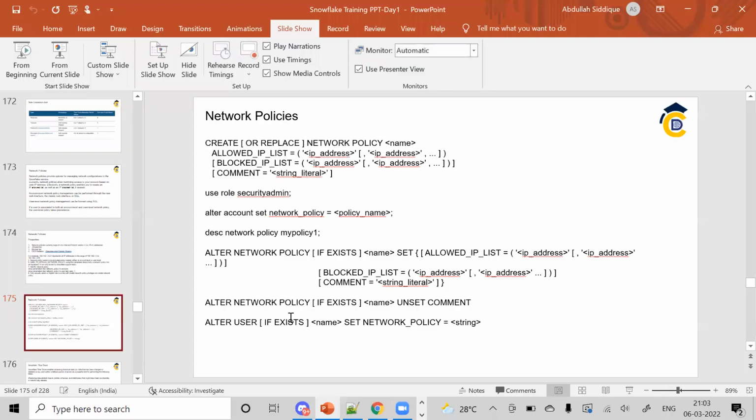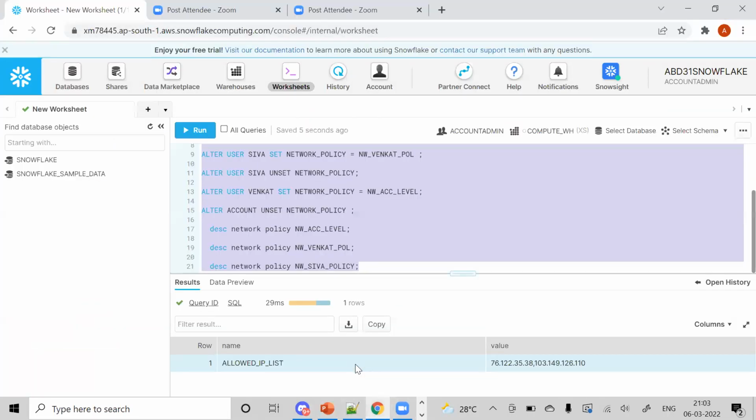Okay. So yeah, this is a very simple topic related to your security. As an architect, it is up to you how you design this. They have given you this authentication method. Yeah, so this is a small topic of network policies which I wanted to cover.